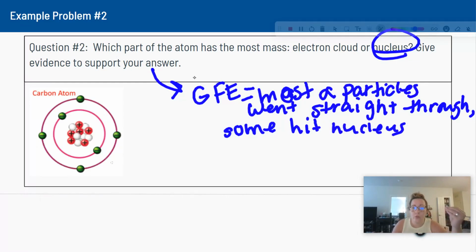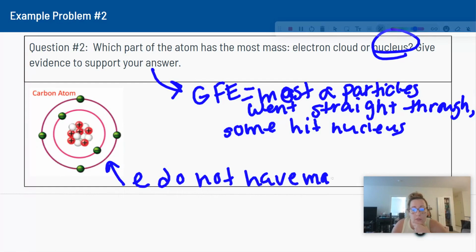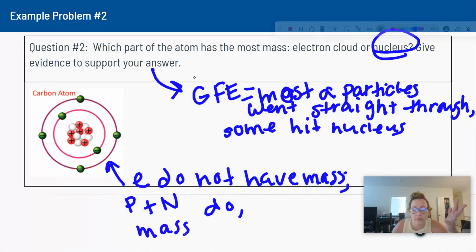You also could have used this model of the atom as evidence to show that the nucleus is where the mass is. If we know that electrons don't have mass, but protons and neutrons do, that means that this atom has a mass of whatever's in the center. So if you count it up, that's a mass of 12. So that's another type of evidence you could have given to support your answer.